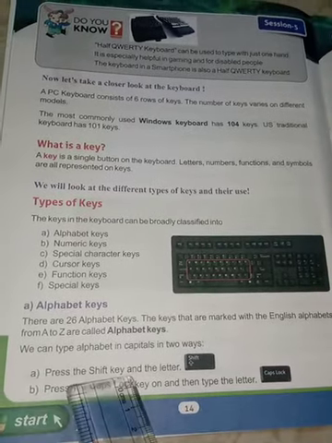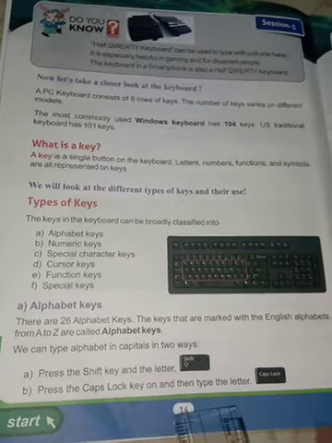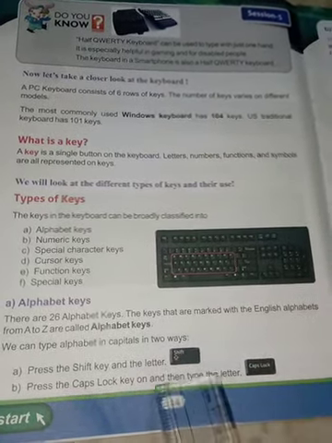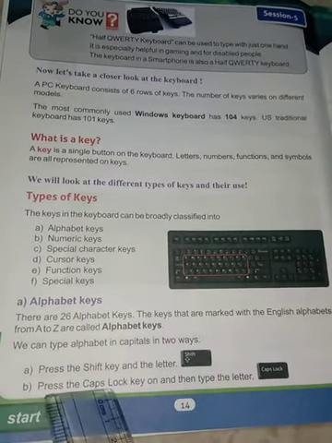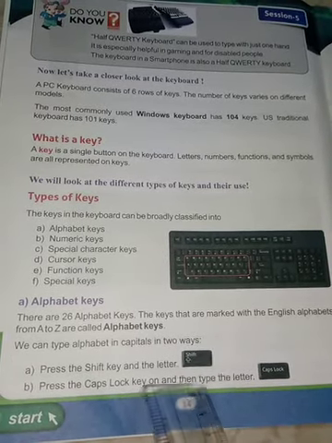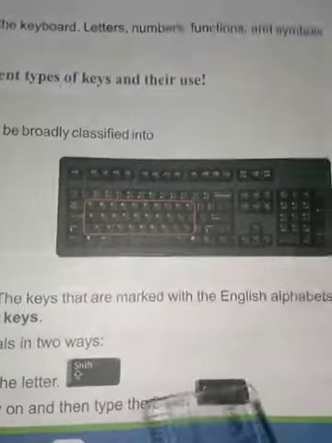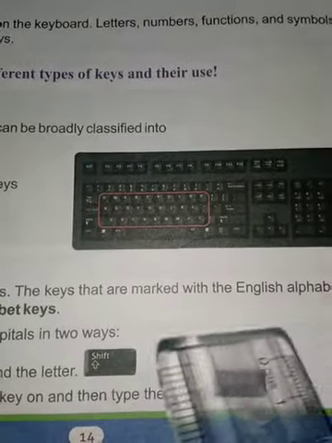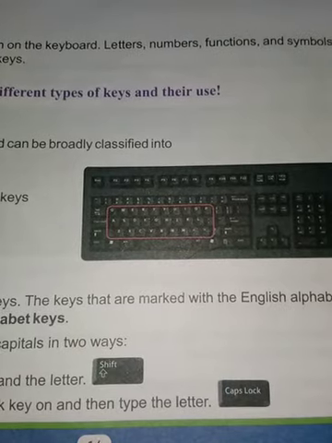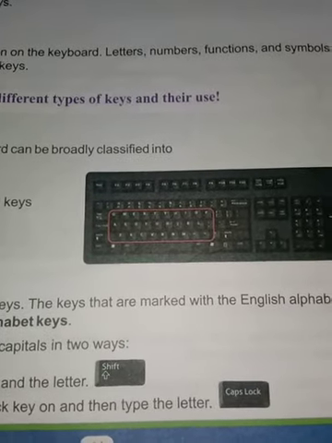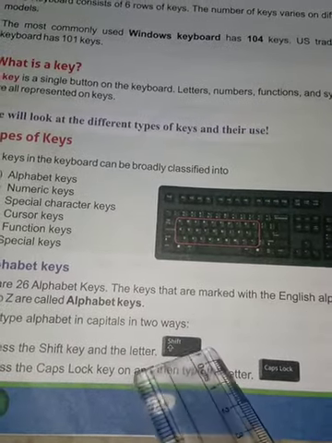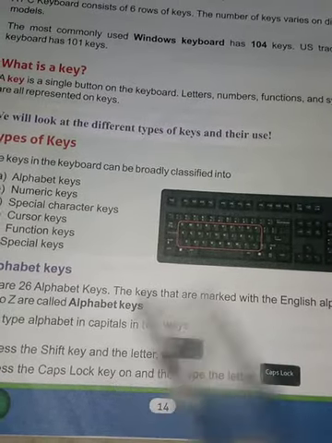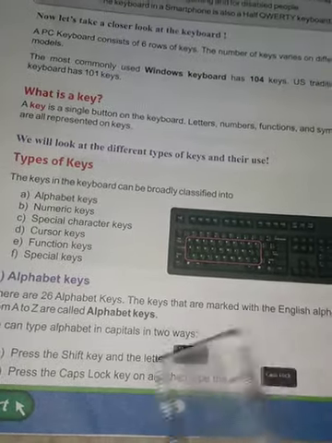By pressing the shift key and the letter, you have to hold the shift button and press the letter which you want, or press the caps lock key on and type the letter. So you will have a caps lock key. Just press once, it will be on and you can type the letter. It will be printed in capital letter. But in the first case, you have to hold shift and then press the letter simultaneously.